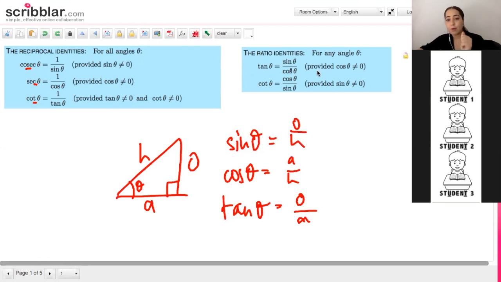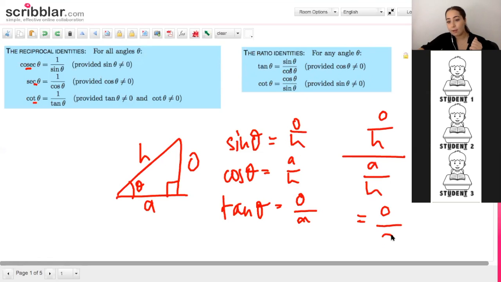So tan is a ratio of sine on cos. If I do sine, which is O on H, over cos, which is A on H, I basically get O on A, which is why tan is the ratio of sine over cos. And we know cot is the reciprocal of tan. So cot would just be the flipping of that, which is cos on sine. Does that make sense so far? Yeah. Cool.